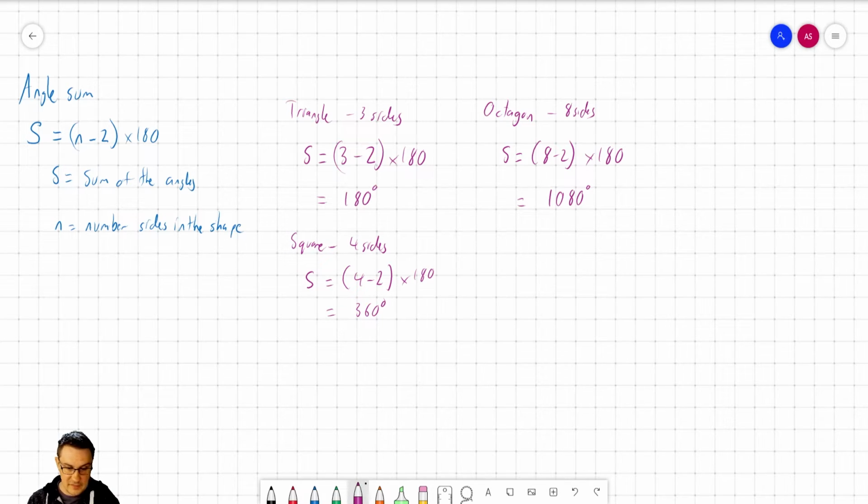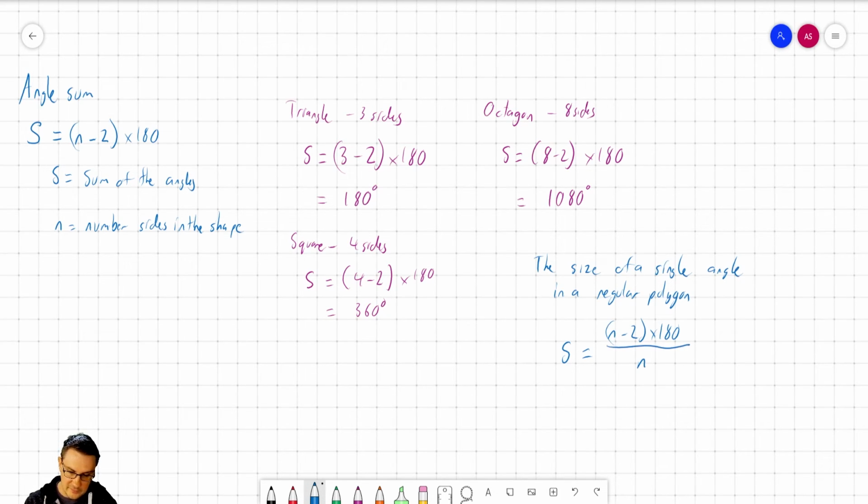Now, if we go a step further and consider just regular polygons, remember regular polygons have all the same sides and all the same angles, so they're all equal. If we need to find one of those angles, we can take these sums and divide by the number of sides. So to know the size of a single angle in a regular polygon, it's a similar formula: S equals n minus 2 times 180, but we also divide it by n at the end. And that's going to help us get that single angle here.